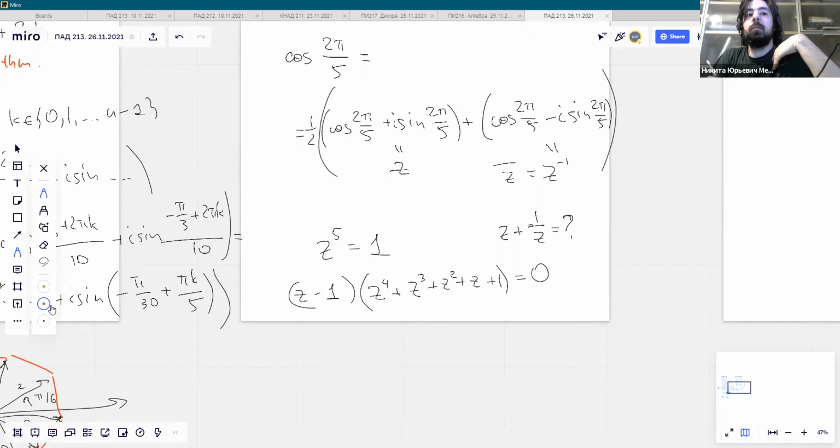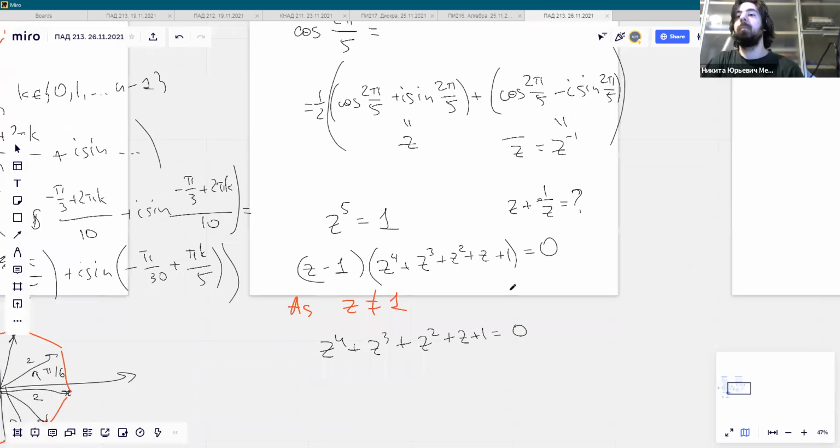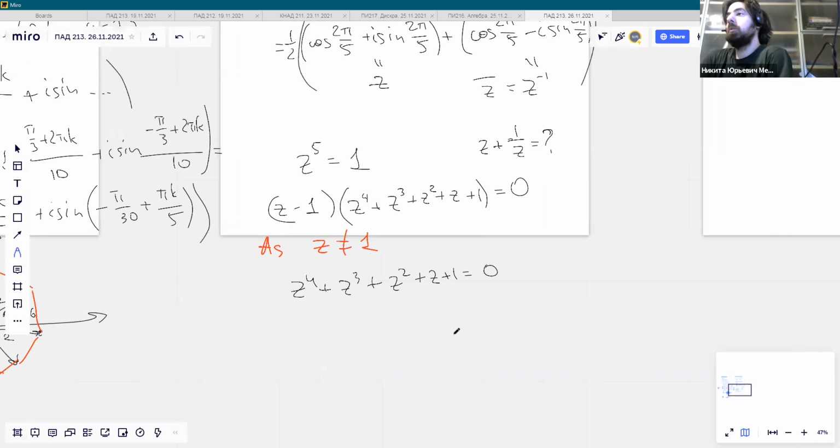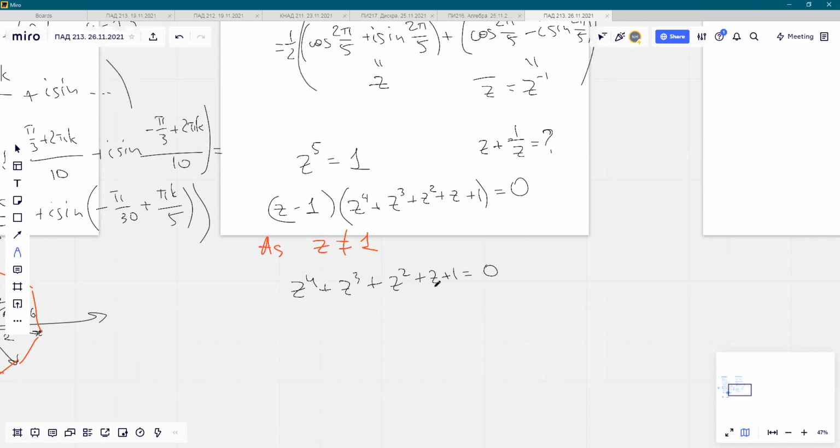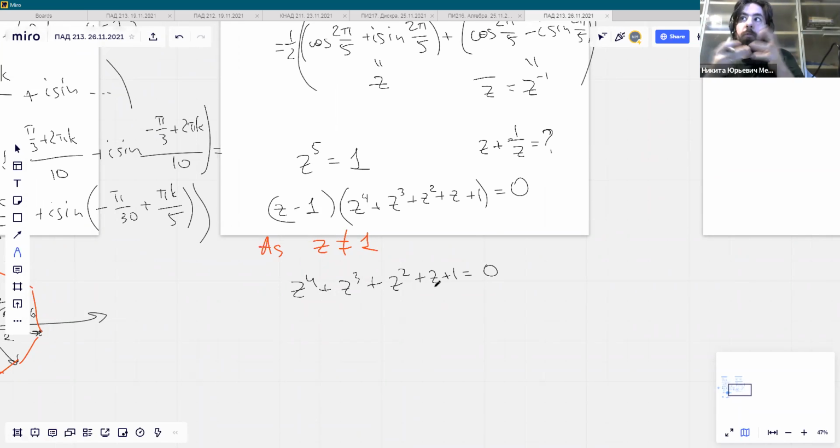So as Z doesn't equal to 1, I can simplify my expression. Now I have not the equation of 5th power, but of 4th power. It looks less nice, but still it is of 4th power. Well, it's not much better. We don't know how to solve equations of 4th power. Okay, no one does. But this particular equation is kind of symmetric in its form, and there is an easy trick.